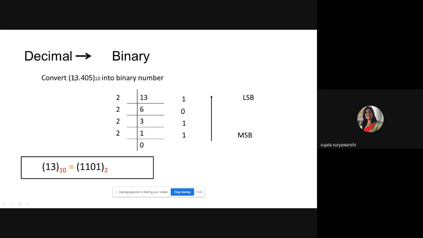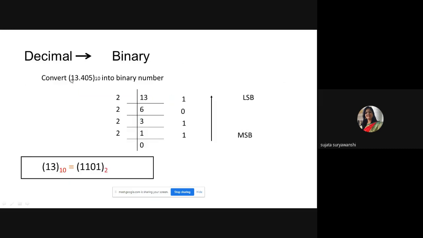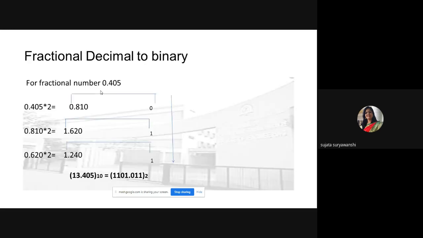In this way you can convert any decimal number into binary, but in the example the fractional part is also given. How to convert that fractional part into binary? Simply you have to use the successive multiplication method. So we'll see here for the fractional number 0.405. We are not considering the integer number, we are just considering 0.405, the fractional number. So consider this number and continuously multiply it by 2.